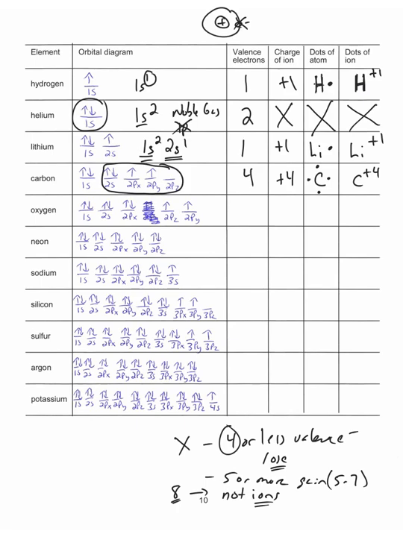So hopefully you're starting to see a theme. When an atom forms ions in which it loses electrons, its dot structure as an ion will have no valence electrons left. Okay?